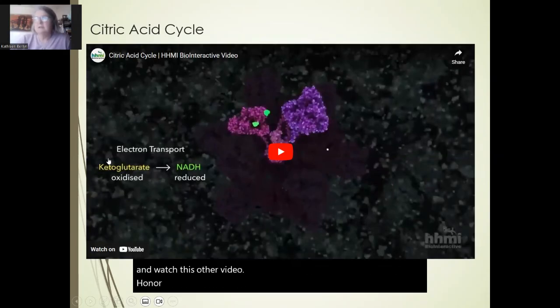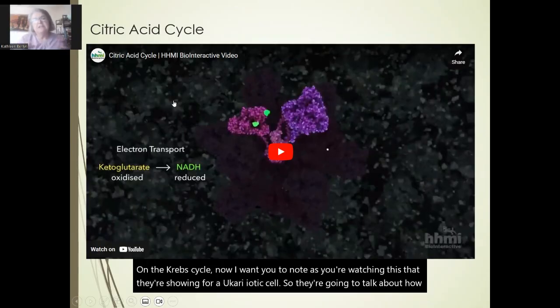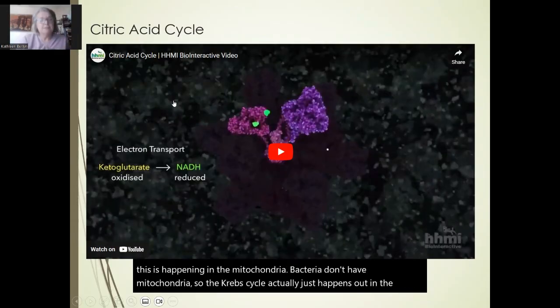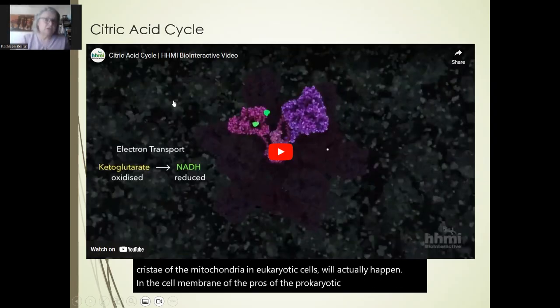on the Krebs cycle. Now, I want you to note as you're watching this that they're showing a eukaryotic cell. So they're going to talk about how this is happening in the mitochondria. Bacteria don't have mitochondria, so the Krebs cycle actually just happens out in the cytoplasm. The electron transport chain, which normally happens in the cristae of the mitochondria in eukaryotic cells, will actually happen in the cell membrane of the prokaryotic cell, or the bacterial cell.